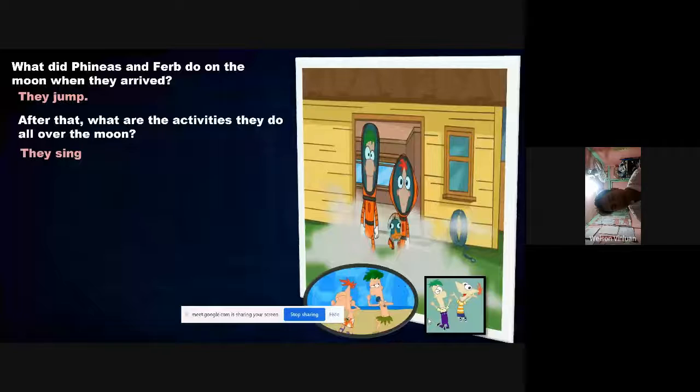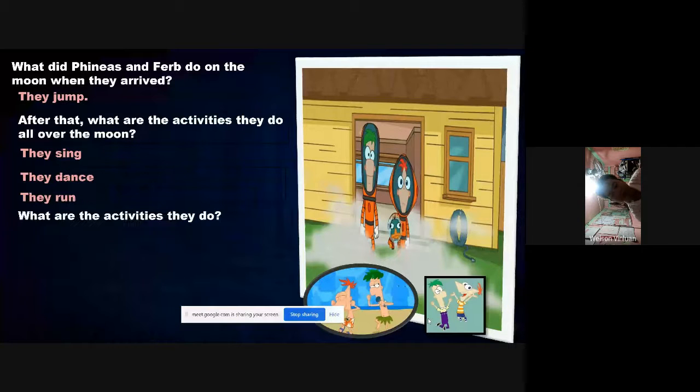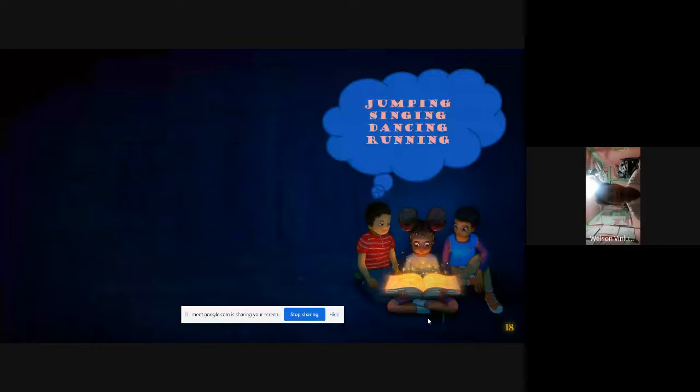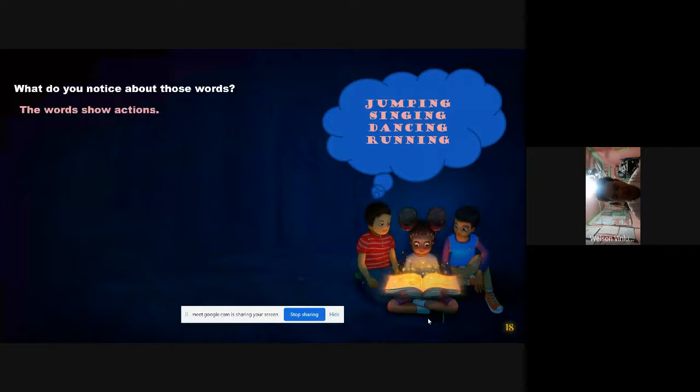After that, what are the activities they do all over the moon? Precisely, they sing. Another, they dance. And of course, they run. Okay, what are the activities they do? Jumping, singing, dancing, and running. Okay. So, what do you notice about those words? Very good. Those words show actions.